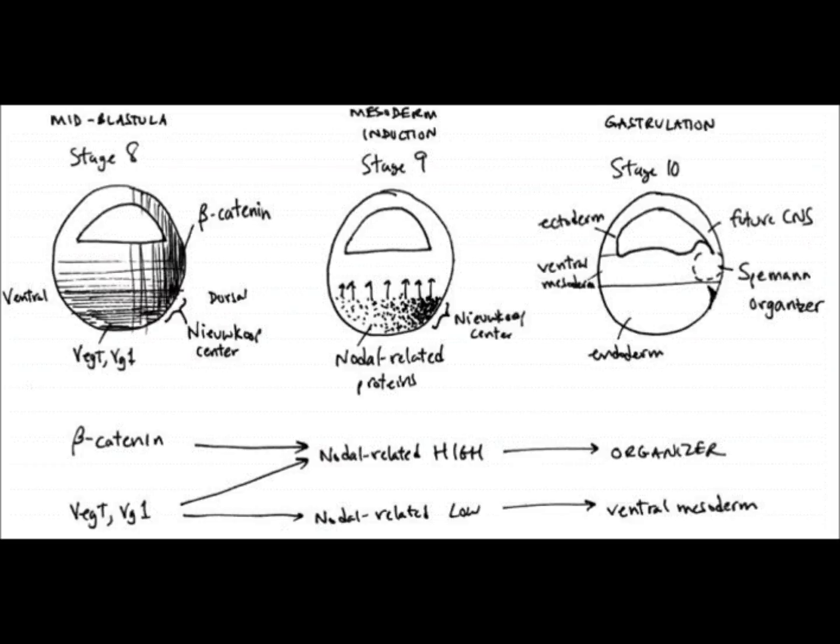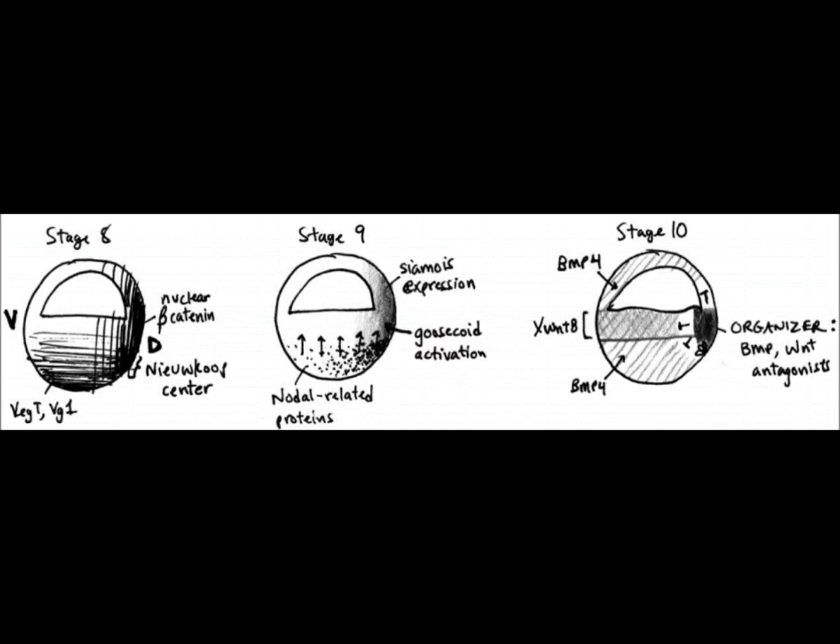Now, the Spemann organizer is required for the proper development of dorsal structures and also interacts with the Wnt pathway, albeit in a different manner than what has been shown so far. So stage 8 and stage 9 actually show what we have already gone over, which is high levels of nuclear β-catenin with Veg-T and Veg-1 specify a high level of nodal-related proteins. Right? The area where the concentration of nodal-related protein is the highest specifies the Nieuwkoop center, which then goes on to induce the organizer in the future dorsal side.